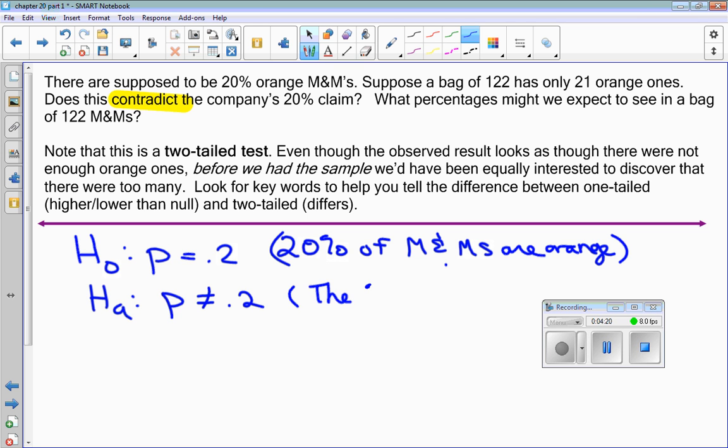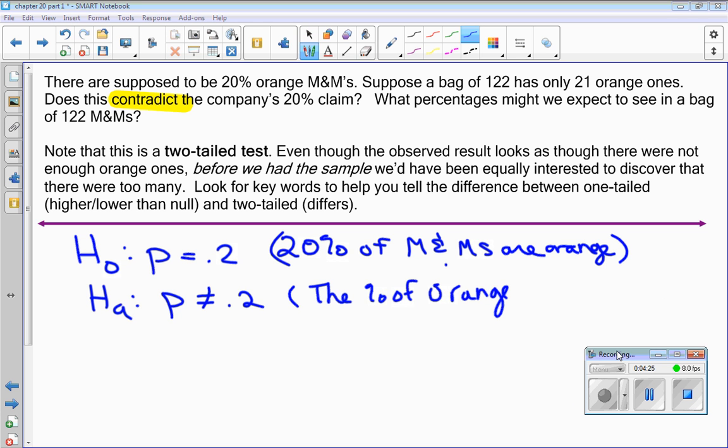By the way, I was looking for context when you did your null and alternative hypotheses on your quiz, so hopefully you did both. A point for the numbers and a point for the actual vocabulary. What about this sign? This was a point, and this was a point. Okay? All right, so the percent of orange M&Ms is not 20%. And so again, we're not really worrying about a direction here. I don't know if it's greater than, I don't know if it's less than.